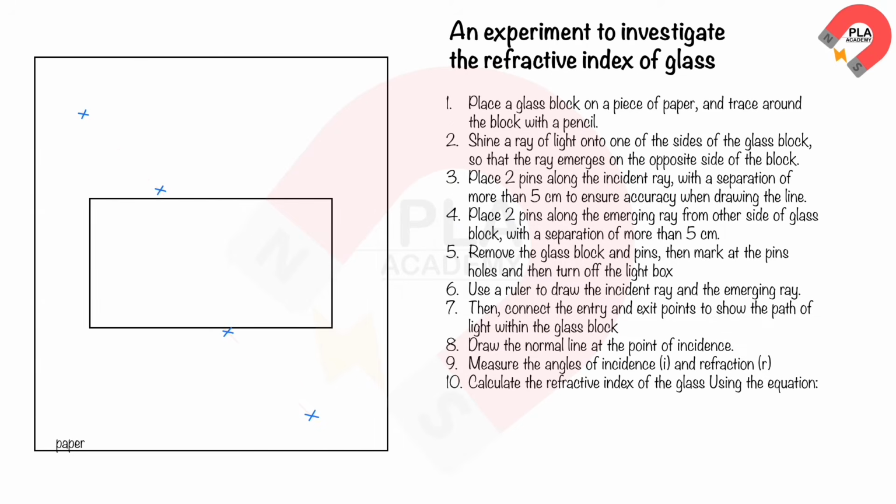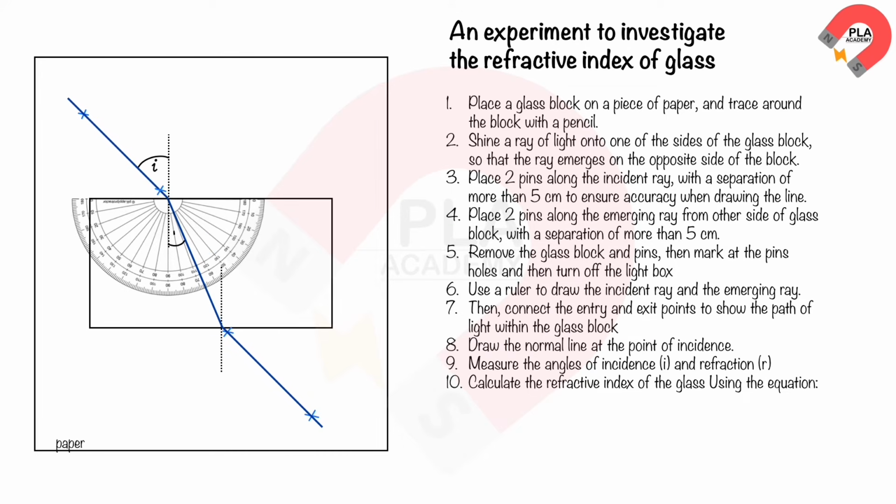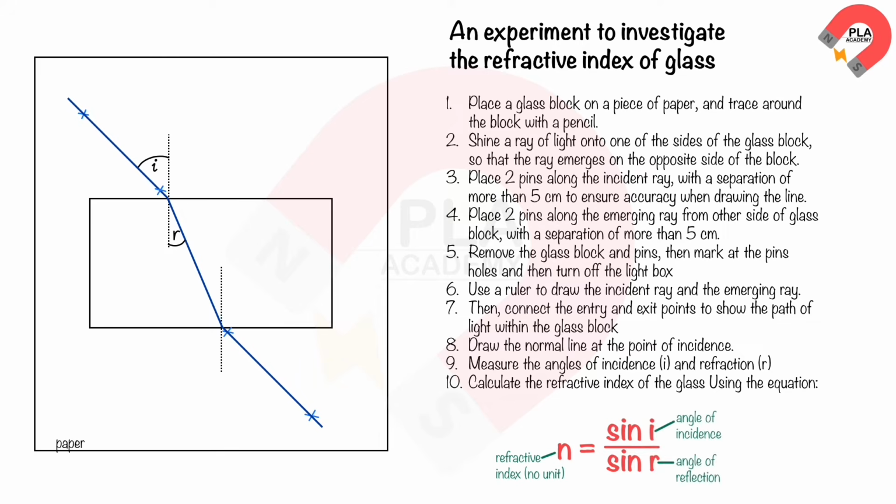Turn off the light box. Use a ruler to draw the incident ray and the emerging ray. Then, connect the entry and exit points to show the path of light within the glass block. Draw the normal line at the point of incidence. Measure the angle of incidence, i, and the angle of refraction, r. Calculate the refractive index of the glass using n equals sin i over sin r.